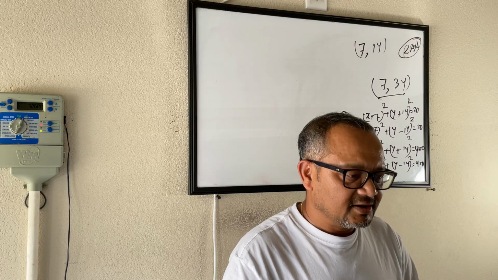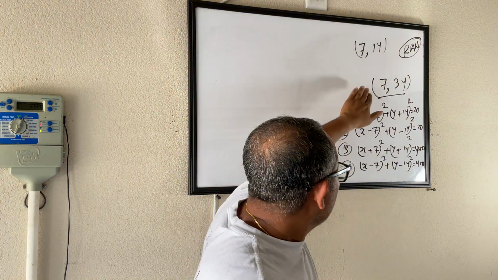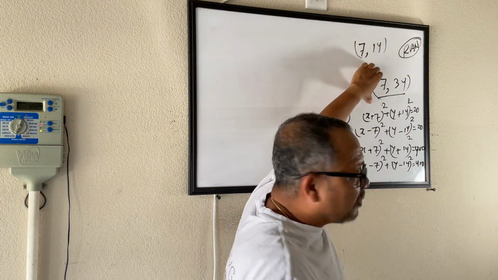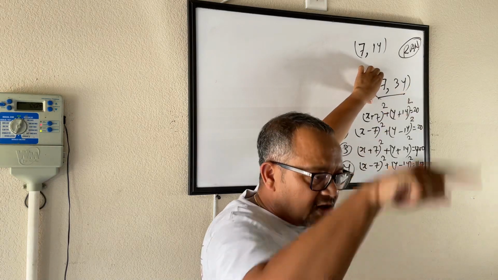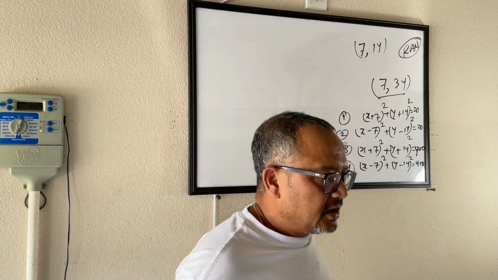Yes, Davik. What is 7, 34? Is that the center of the circle? 7, 14 is the center of the circle, and this is a point on the circle, meaning along the perimeter of the circle. Okay, thank you.